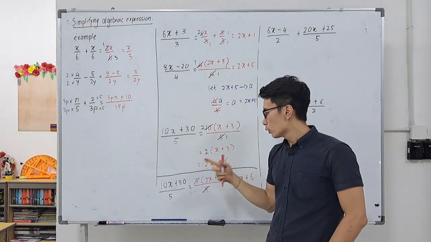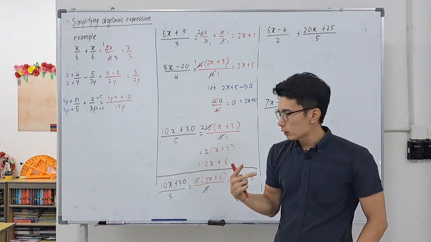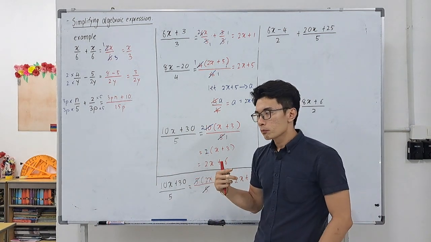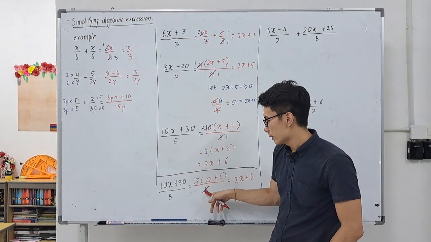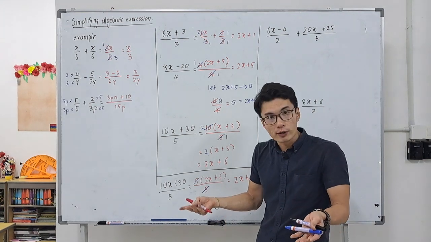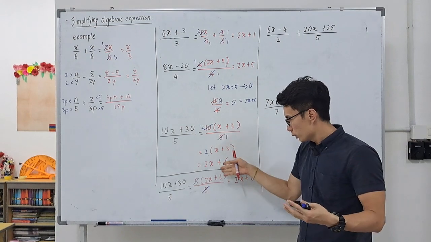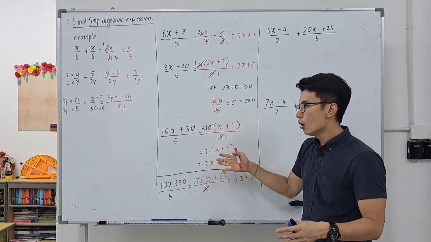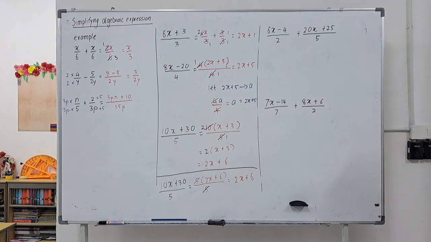So sometimes when you want to simplify an algebraic fraction, it is much better to extract out a common term that you can cancel out with the denominator. That might help you to simplify much faster and more easily. But if not, you will still get the same answer, but that might take you one more additional step. Now let's try this final example.